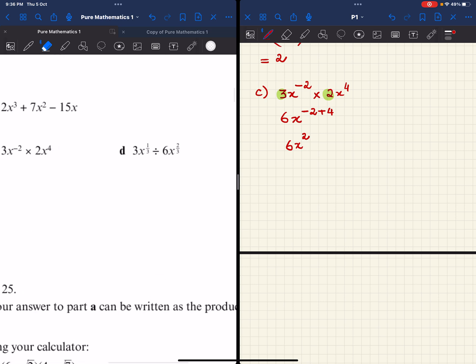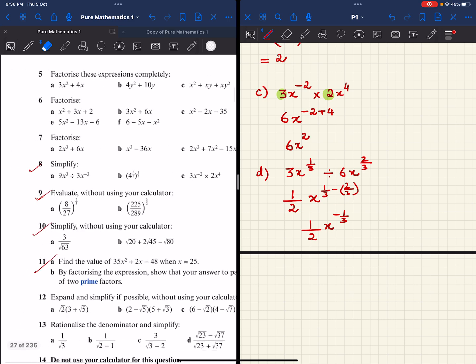That was C. Question D. We have 3x to the power of 1/3 divided by 6x to the power of 2/3. First, we can divide 3 by 6. We get 1/2. Then x to the power of 1/3. Bases are divided, so powers will be subtracted. So minus 2/3. So 1/3 minus 2/3 will give us x to the power of negative 1/3. That's the answer to D.